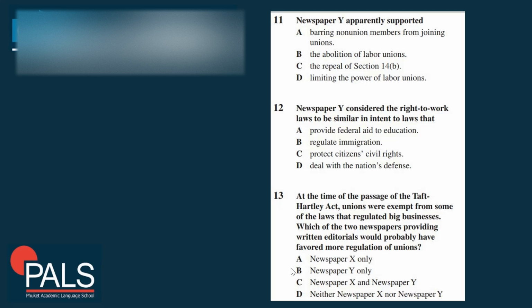This one we can use our critical thinking skills. Pause it, think about it, but I'm just going to tell you right away that newspaper Y would only favor more regulation of unions. Newspaper X would have been against regulation of unions. And there's nowhere that both newspaper X and Y would agree, because they offer opposite sides of the same argument. And D doesn't make sense since Y was so obvious for it.